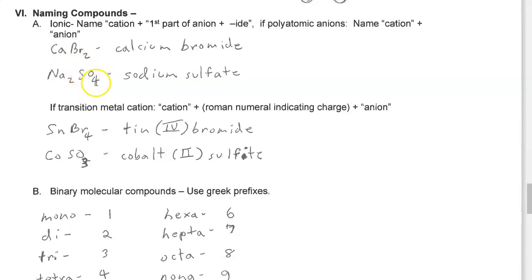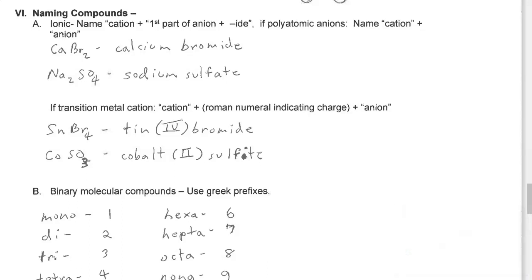See, if you don't know your polyatomic ions, you're going to miss that. You've got to be able to recognize those polyatomic ions when you see them. And it's just sodium sulfate. It's not disodium sulfate. It's not sodium disulfate. It's not sodium 2 sulfate. It's sodium sulfate. It's really that simple.